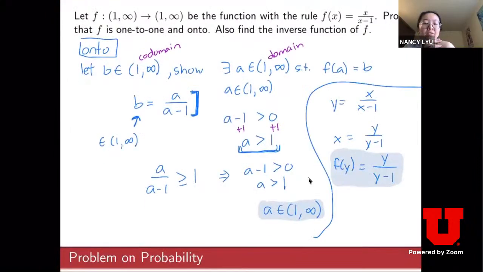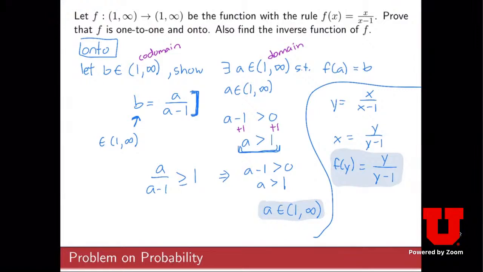Yeah, I think he would just let y equal x over x minus 1. And you would just find out, yeah, it's just going to be y over y minus 1. It's the same. Okay, that's what I was thinking. I think x needs to be equal to y over x minus 1. It's not y minus 1.